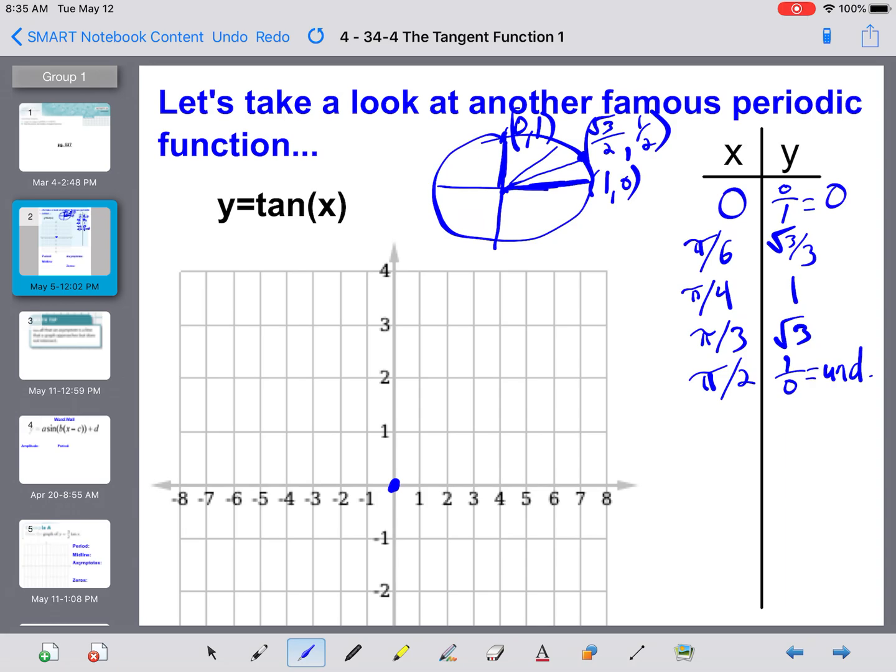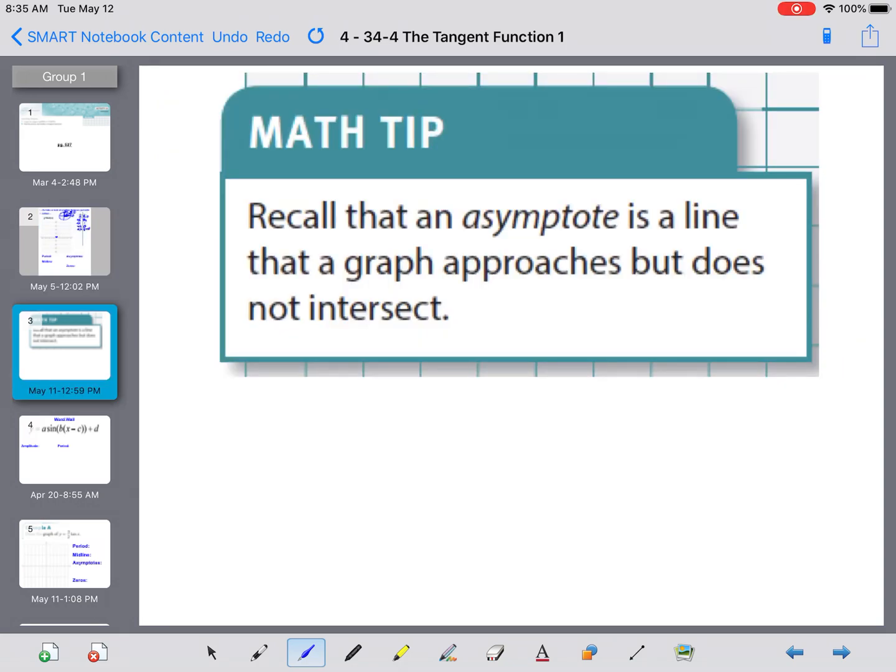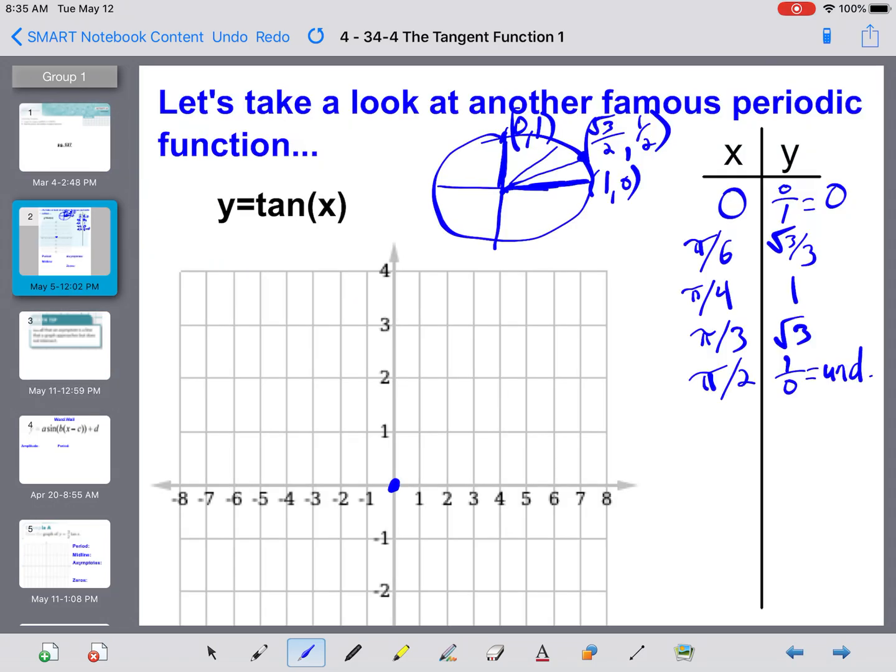Now, just like we saw with our rational functions, when we have 0 in the bottom, that's undefined. That's going to give us a vertical asymptote. Remember, an asymptote is a line that a graph approaches but does not intersect. Okay, so we have asymptotes. We're going to have a few of them. Now, let's see what we have going on so far.